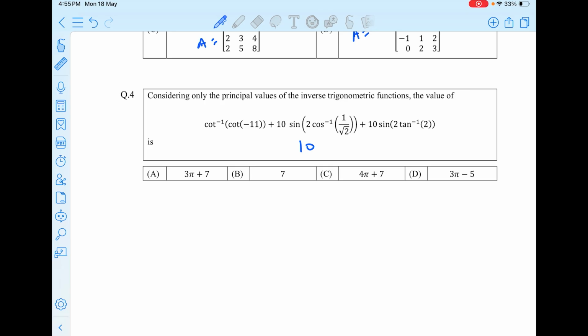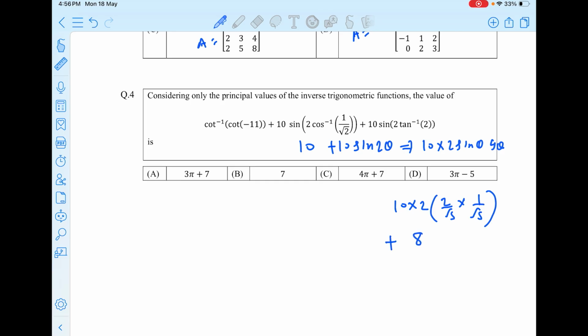If you consider this as theta, what will this become? This will become tan of sin 2 theta, which is tan of 2 sin theta cos theta, which can easily be written as sin of tan inverse 2, which is 2 by root 5, and cos of tan inverse 2, which is 1 by root 5. So this will become tan into 2 into 2 by 5, which is 4 by 5. Now cot inverse of cot minus 11.